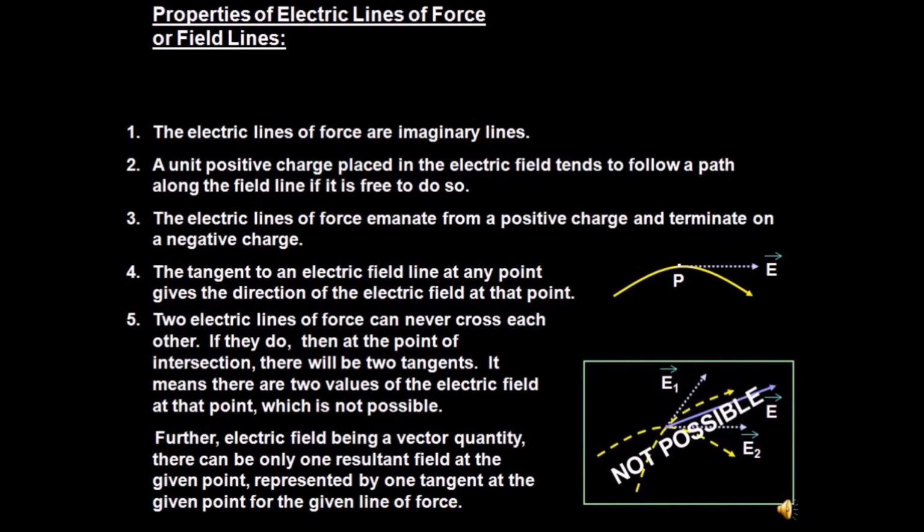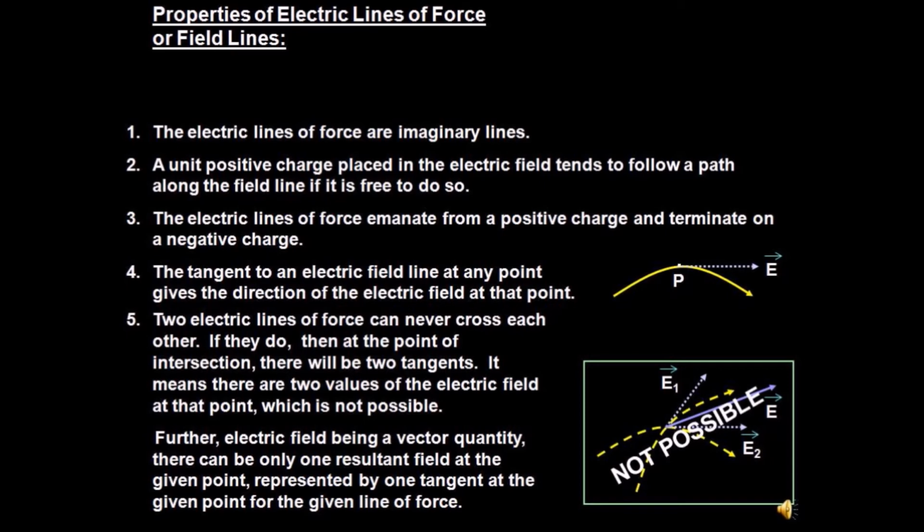Okay students, now we'll list down some of the properties of the electric field lines. First, electric field lines are imaginary lines. Second, a unit positive charge is needed to draw electric field lines. Third, the electric field lines start from positive charge and terminate at negative charge. Fourth, if we have to find the direction of electric field, then we can draw a tangent to the EFL.